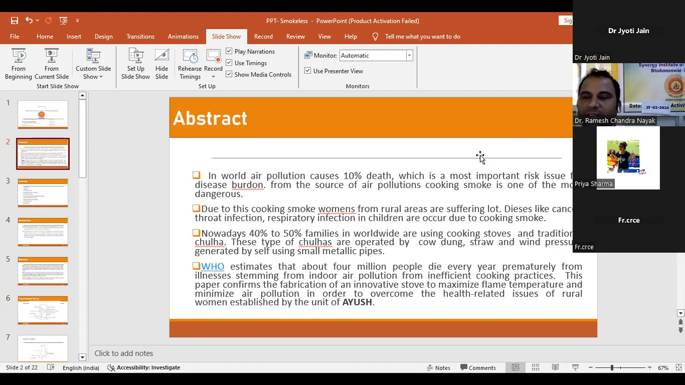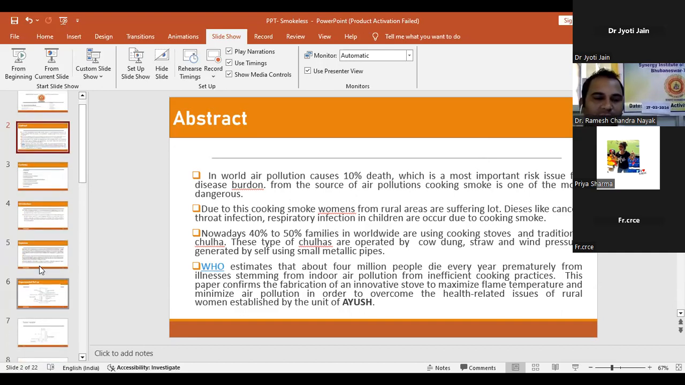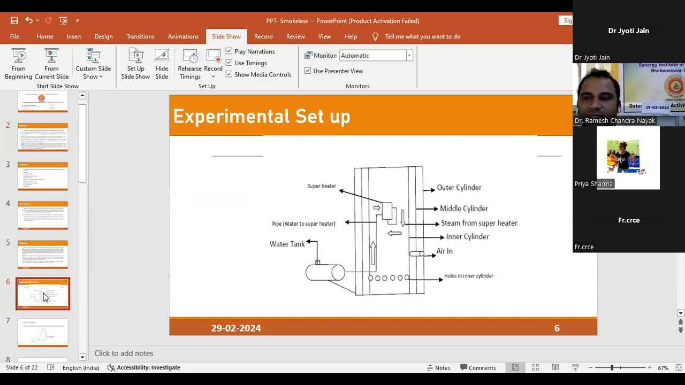So that is the technology behind our work. This is my preliminary discussion about my work. Now I want to explain the detailed experimental setup of our work.